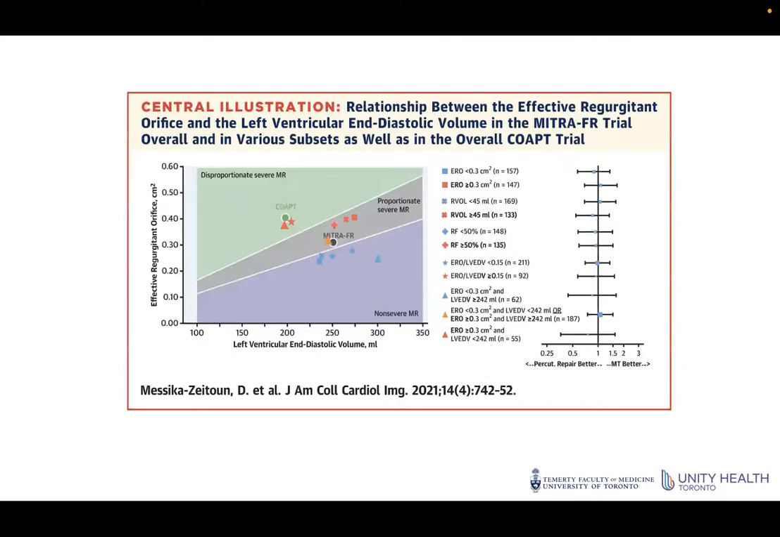This is another slide that is highlighting how the relationship with the effective regurgitant orifice, as well as the left ventricular end-diastolic volume, can play an important role in being in a group of non-severe mitral regurgitation, proportionate or disproportionate. And how the MITRA-FR patients were more likely falling in the proportionate, very close to almost the non-severe mitral regurgitation, compared to the COAPT trial, which again seems to give a bit more understanding of the benefits for the patients in the COAPT group.